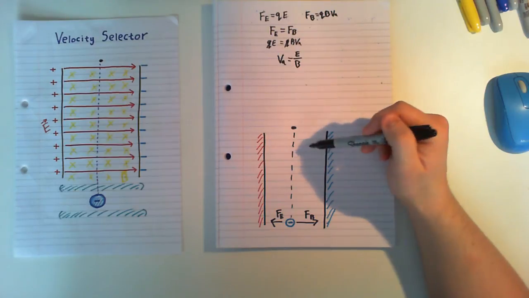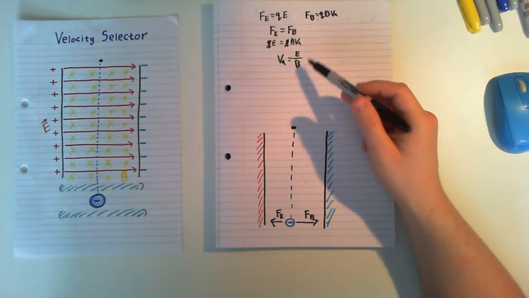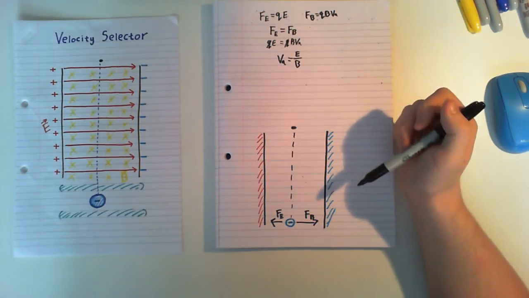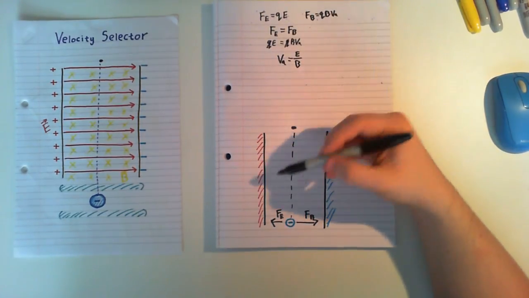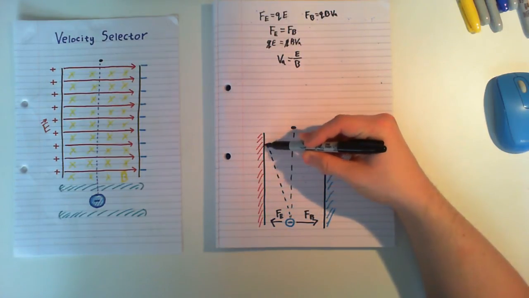So if you want to alter what velocity goes through, if you want to select the velocity, then you just alter E and B respectively until you select whichever velocity you'd like to go through. So that's that bit. And you can see then that, depending on the path you take, you might be given something like this.